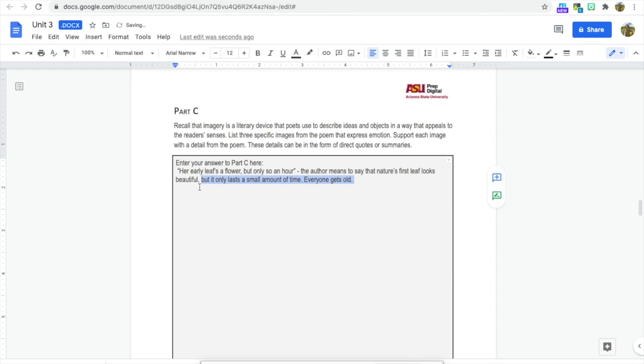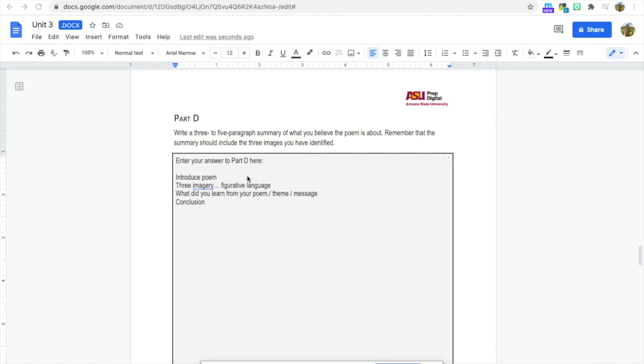You have to find 3, just like this. I found this image. You have to go into your poem and list 3 details. We need 3 images in here, 3 specific images from your poem that express emotion. You can do it like I did. You put the direct quotation and then you do a little explanation of why you think that is so.